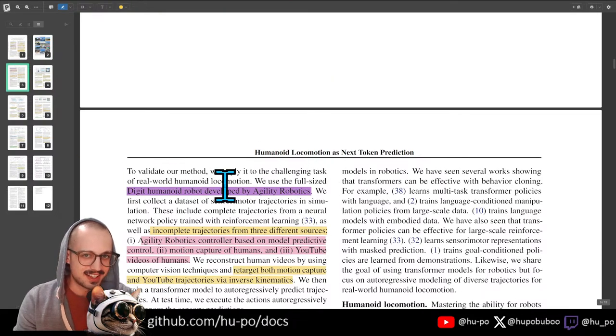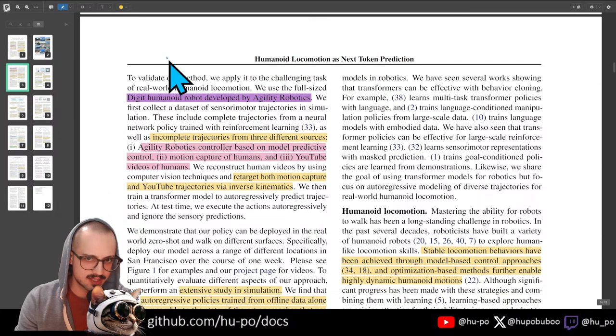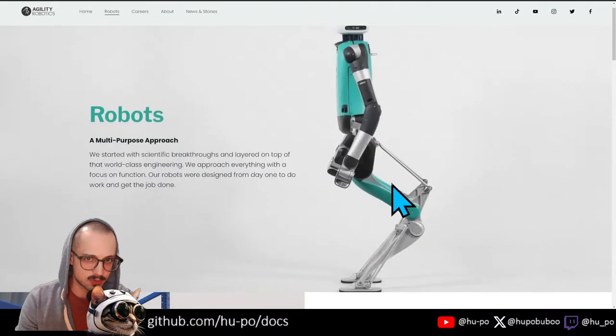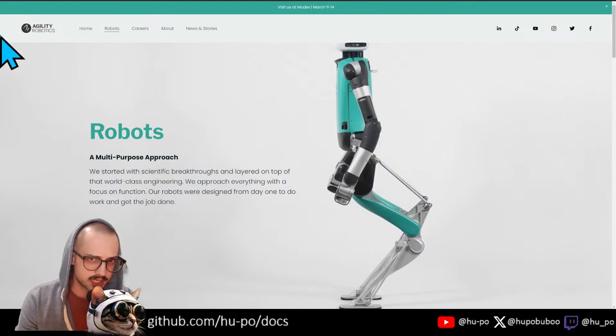Okay. To validate our method, they're going to apply it on the challenging task of real-world humanoid locomotion. We use the full-size Digit humanoid robot developed by Agility Robotics. Okay. So what is this Digit humanoid robot? So this is the robot. This robot is created by Agility Robotics.